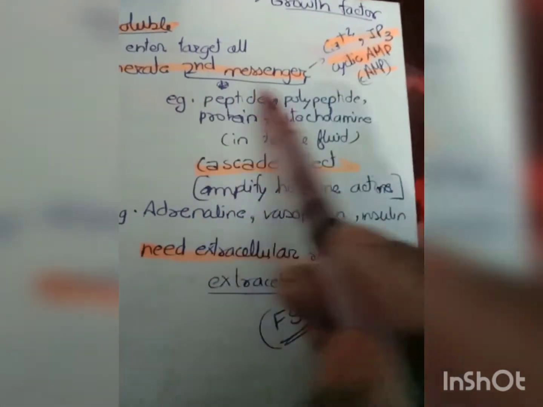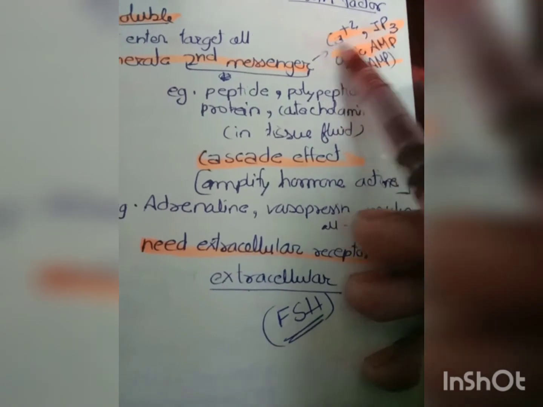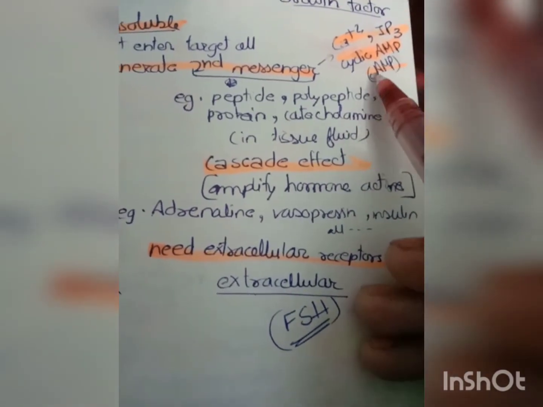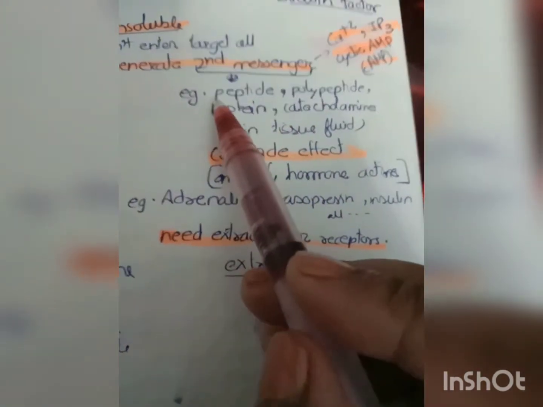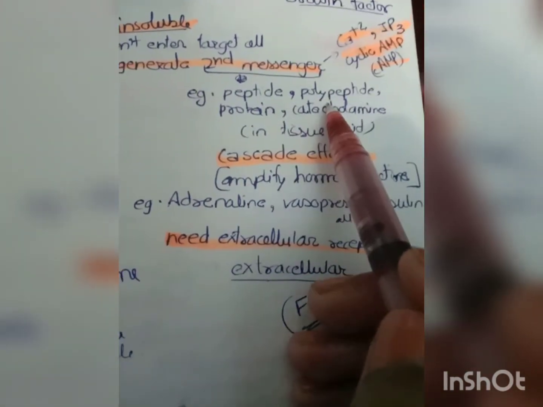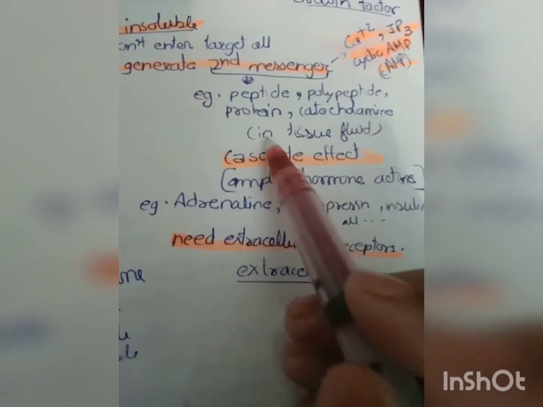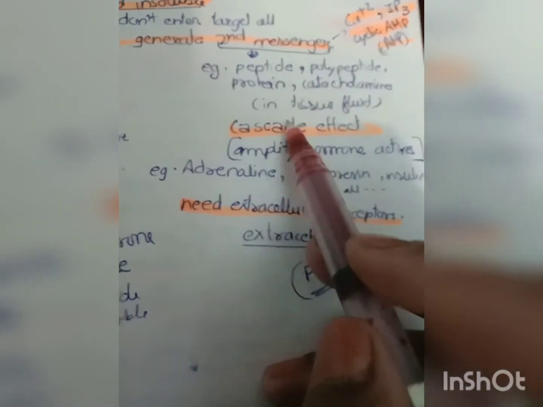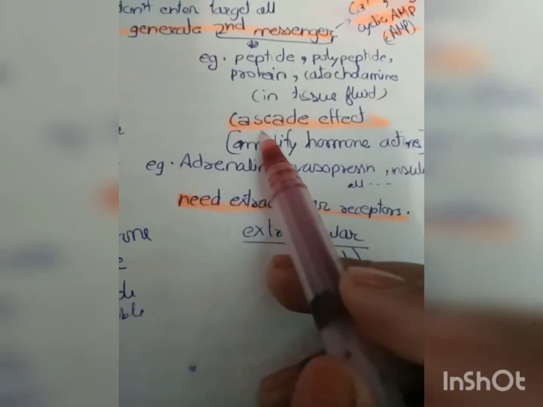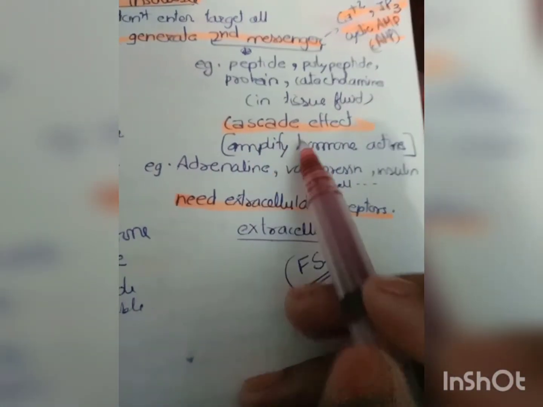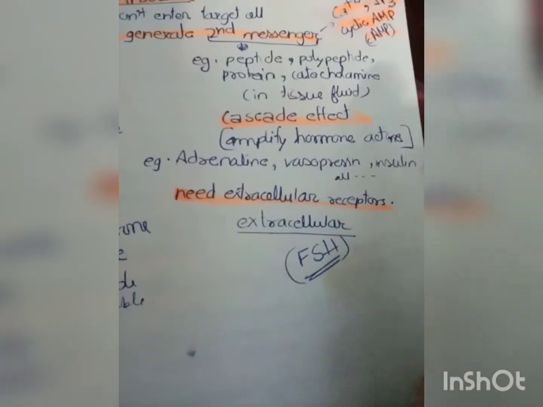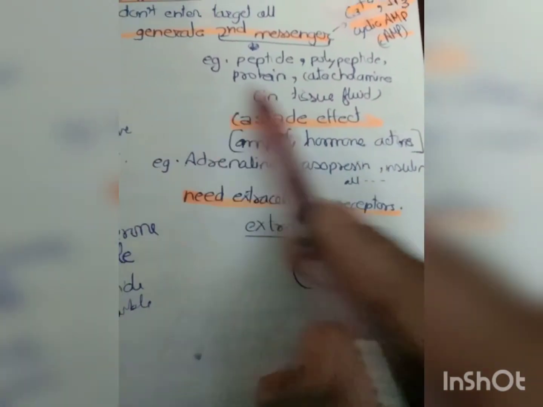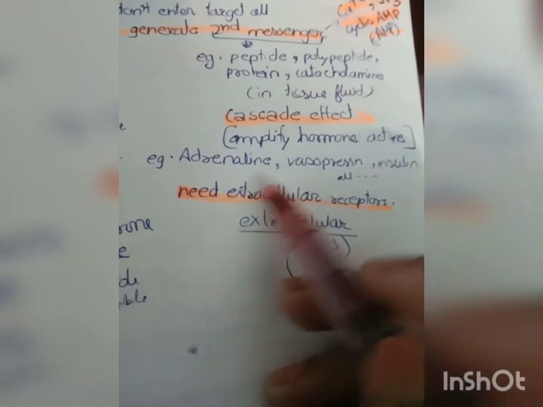The examples of these second messengers can be calcium ion, also IP3 or cyclic AMP, that is also known as cAMP. Now, examples are peptides, polypeptides, proteins, catecholamines. These second messengers are present in tissue fluids. This effect is known as cascade effect. It amplifies the action of the hormone. The hormone, entering in this way, works more efficiently.